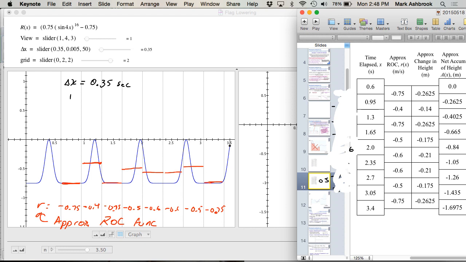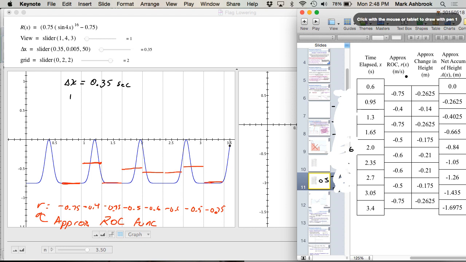Okay, so it would be good, if you're reviewing the video, to do the calculations. Don't look at this, but do a few calculations and see if you can reproduce this. That would be a really good exercise, so you really make sure you understand what this is doing. Okay, so we get a net accumulation of height.